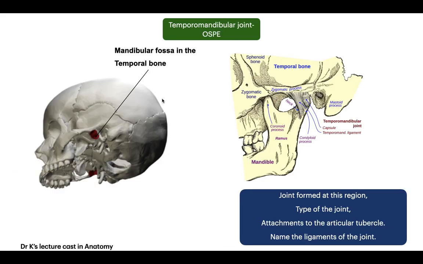Coming to the practicals and OSPE based questions, in the skull or in an individual temporal bone, they might shade the mandibular fossa, and the questions can be what is the joint formed at this region, what is the type of joint. There will always be a sub question B. It can be the type of the joint, or what are the ligaments attached to the articular tubercle, and name the ligaments of the joint. Sometimes the movements can also be asked. What are the movements produced at this joint? Can also be asked as a sub question.